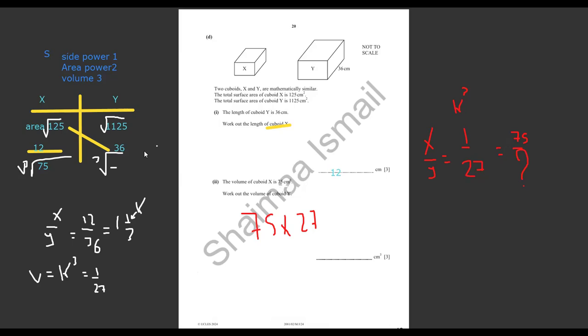So what we do, we make a cross multiplication. We multiply the 75 by the 27, which gives a final answer of 2025. Dividing by 1 is the same, so the final answer here is 2025. By the way, this is the final answer, it's not the date. Okay, let's see the next one.